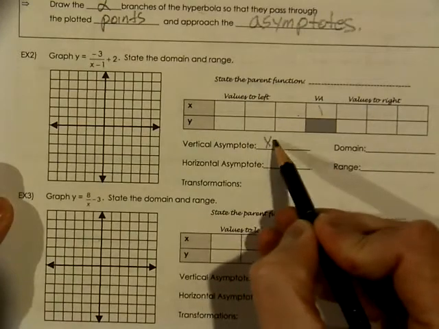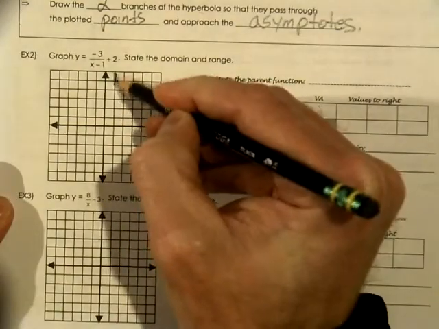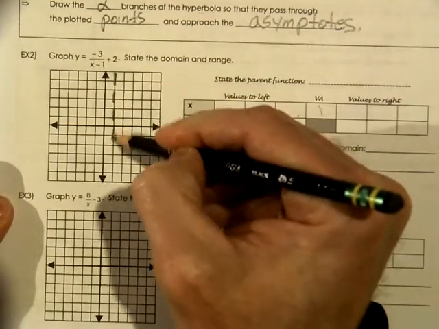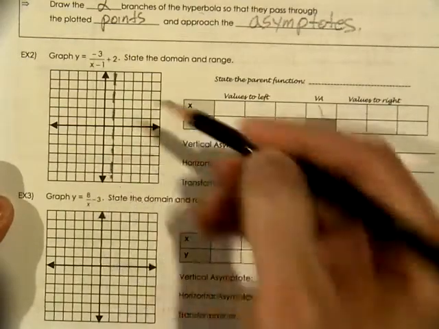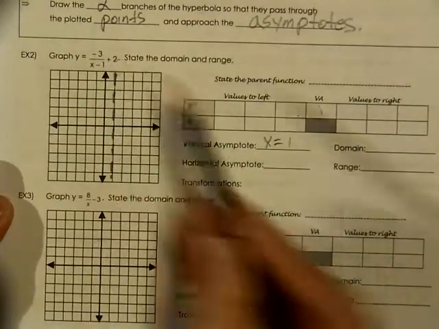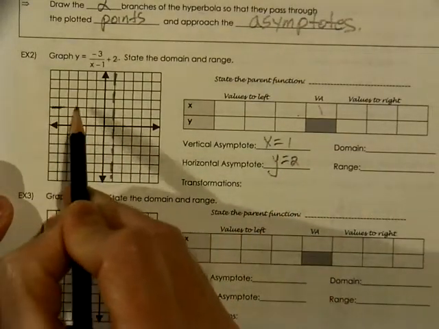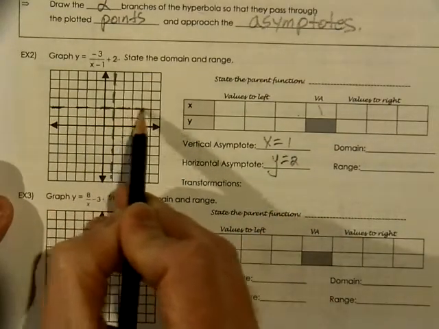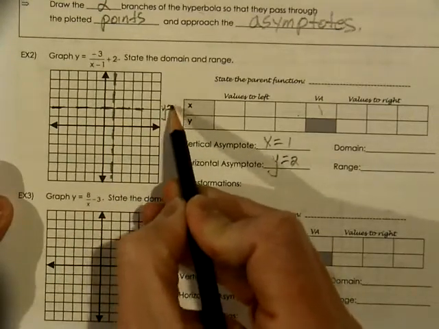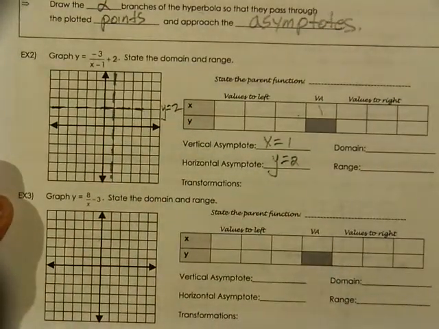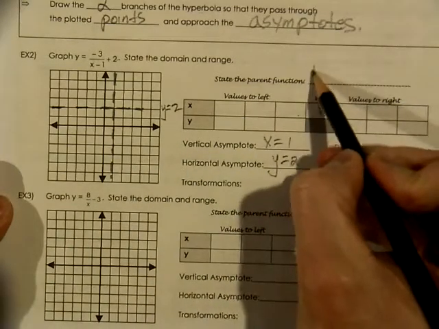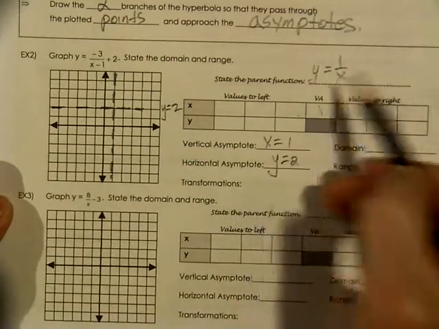So we know our vertical asymptote is at 1. We can draw our line at x equals 1. We also know that the k value is 2, so we can draw our horizontal asymptote where y equals 2. You want to label that on your graph. This is all compared to the parent function that is 1 over x.